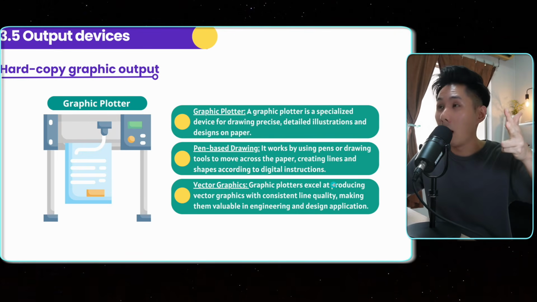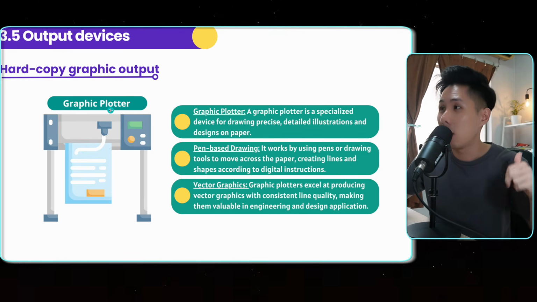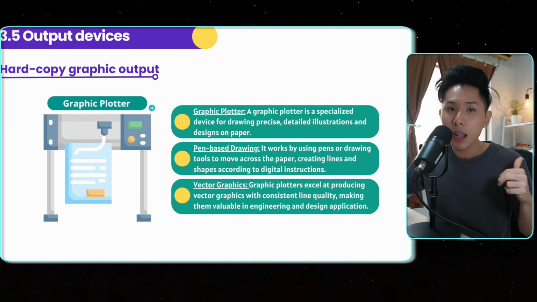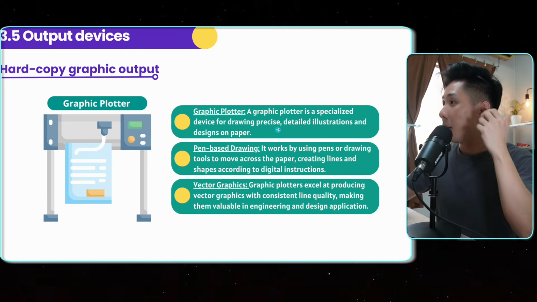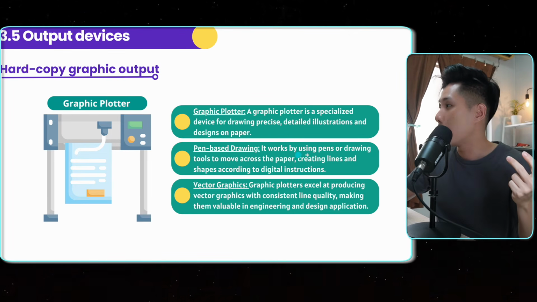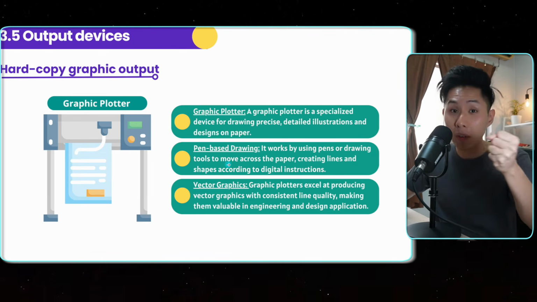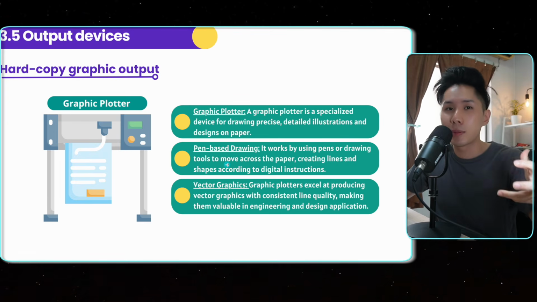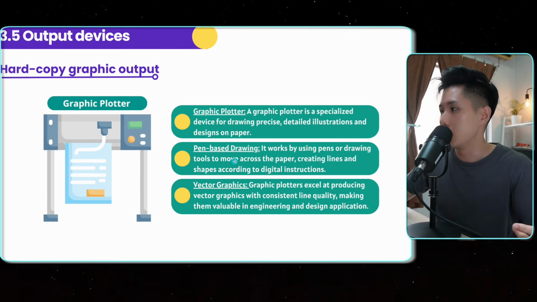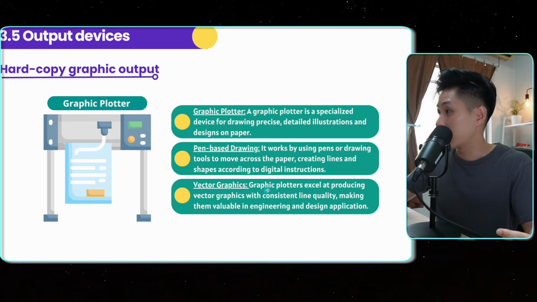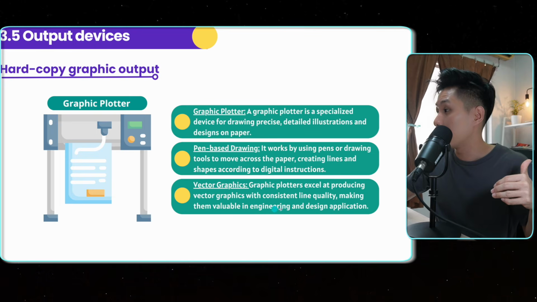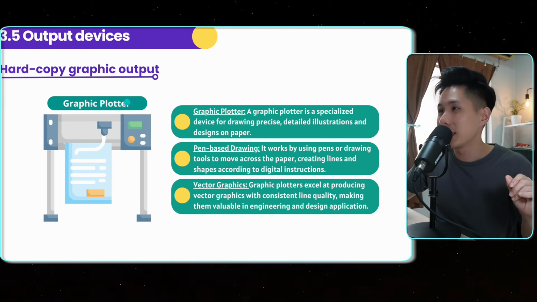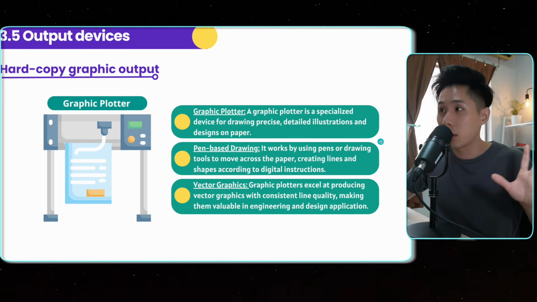And the other type of output device that outputs text or even graphics is the graphic plotter. Unlike the printers, a graphic plotter is more precise. It works by using pens or drawing tools to move across the paper. It's just like having an artist drawing on the paper for you. They also provide vector graphics, which is what we learned in the last chapter, with consistent line quality, making them valuable in engineering and design applications. So that's another output device in our computer system.